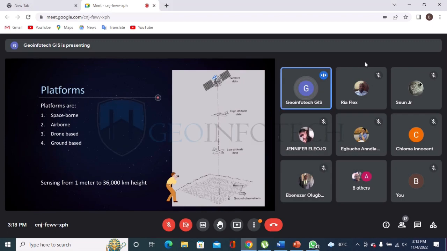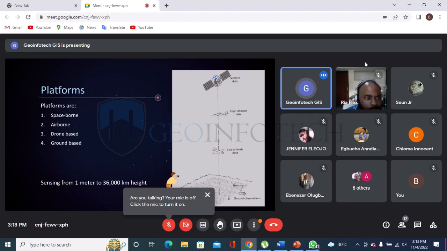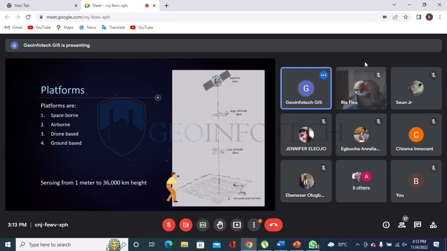Airborne, it can have some aircraft that can fly as high as 300 meters up, 400 meters up above the earth, just to take images of the surface of the earth. Airborne. Then we have spaceborne. This spaceborne is strictly satellites that are orbiting in space.